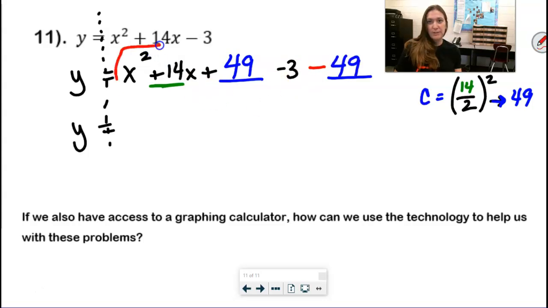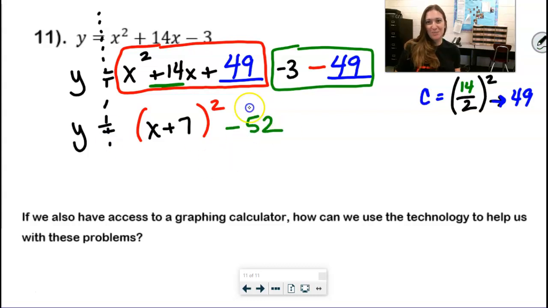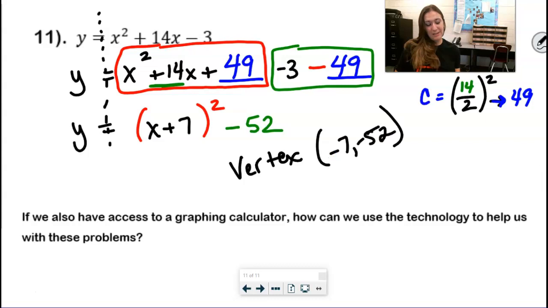But it's going to work because we're going to strategically group these together. And we're going to strategically group these together. And what do we have? We have the quantity x plus 7, when I cut that b value in half, squared. And then -3 minus 49 is a -52. That's a weird one. So this particular quadratic, now in vertex form, has a vertex at, careful, (-7, -52).